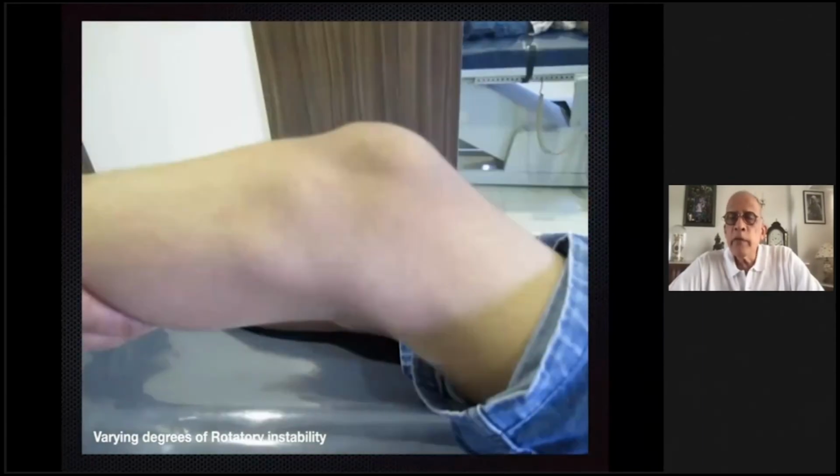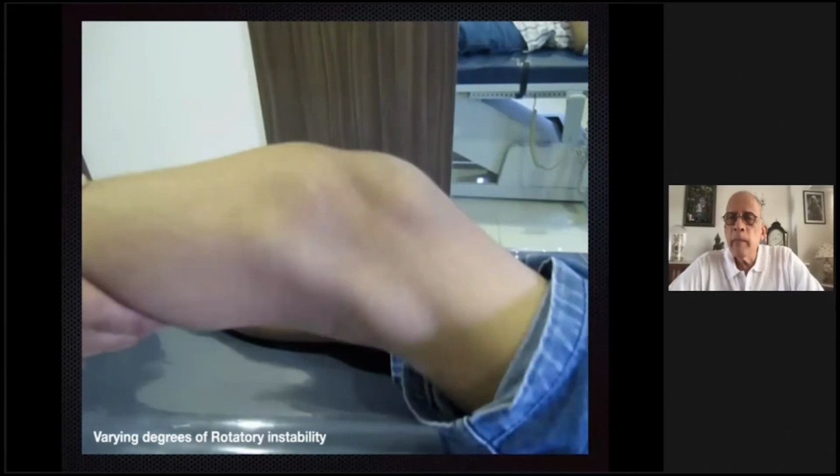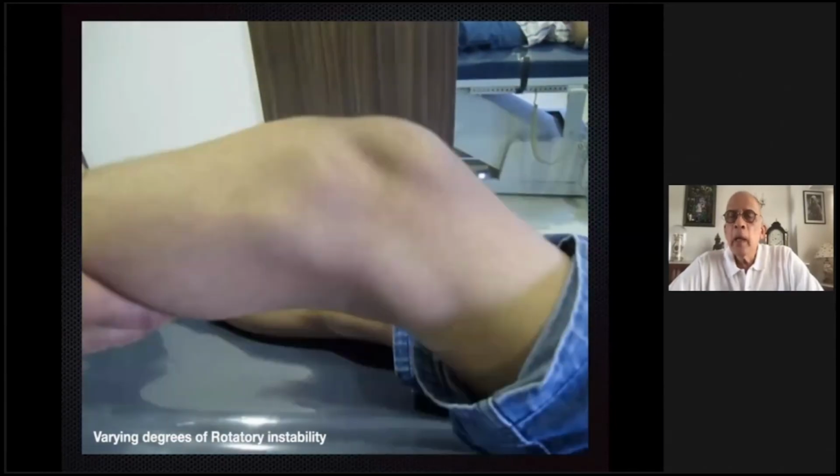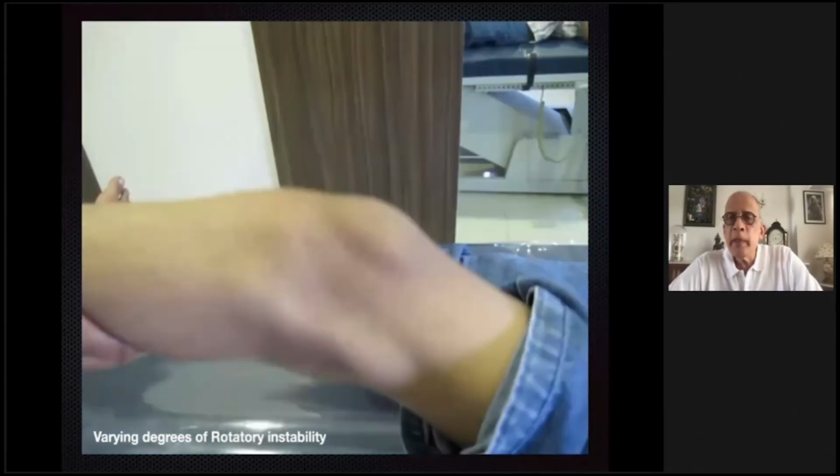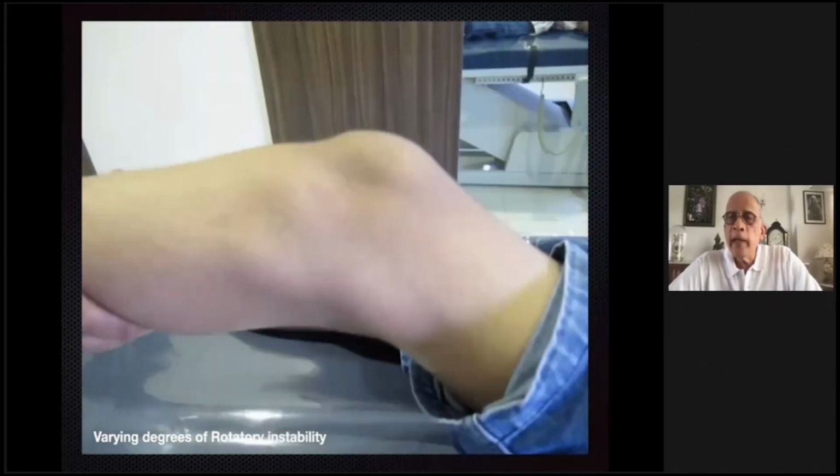The pivot shift is not just a clinical sign, but it is a disabling symptom which is experienced by patients who have an ACL deficient knee.